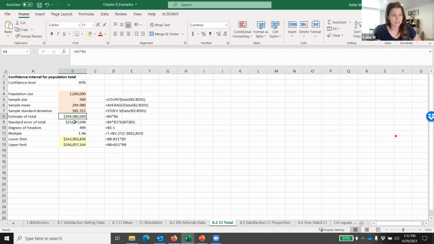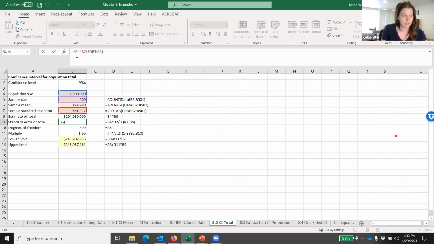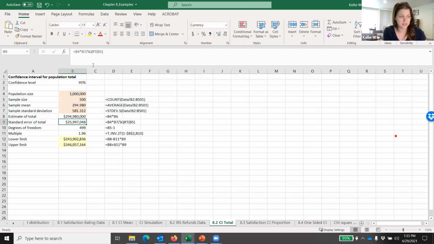Now we need to know plus or minus how much, so what range do we actually expect the payout to be. To do that, we need our standard error, which we calculate as the population size times the same standard error formula we're used to: the standard deviation divided by the square root of n. So you can see the same process applies. We just need to apply it to the whole population. That's what's different from this step to the last step, because we're trying to get this total.